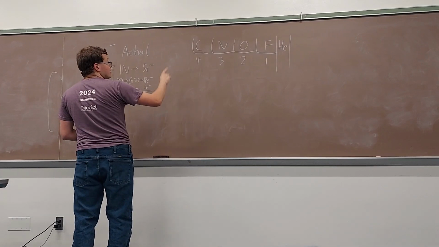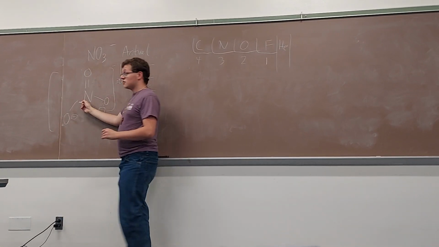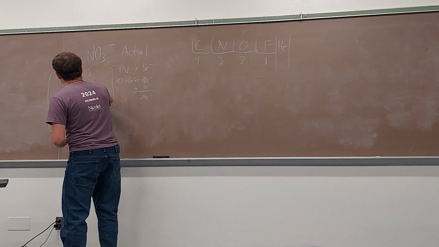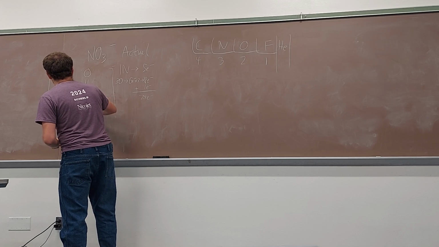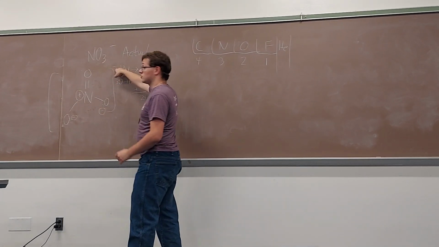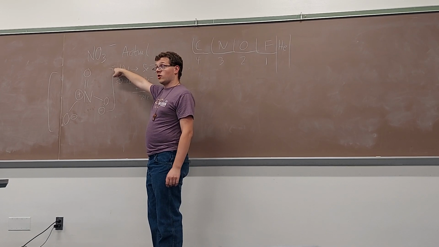Nitrogen, we see, likes to have 3 bonds. But here, it has 4 bonds. So it has 1 more bond than it likes to have, so it has a positive charge. Minus 1, minus 1, plus 1 gives us our total charge of -1.